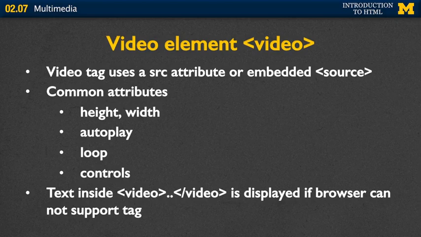The first two, height and width, are pretty self-explanatory. How big would you like your video to appear in the browser? Autoplay dictates whether or not the video should start as soon as you load the page. Loop will allow the video to play over and over. And the last one, controls, is something you can add to give the person more control over when to stop and start the video.